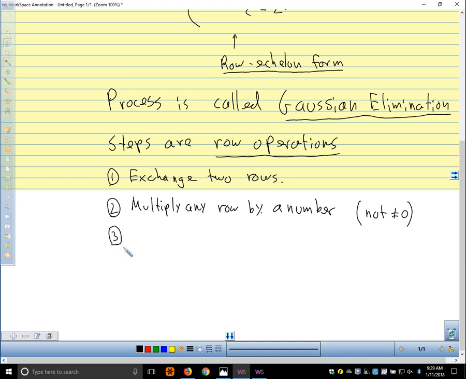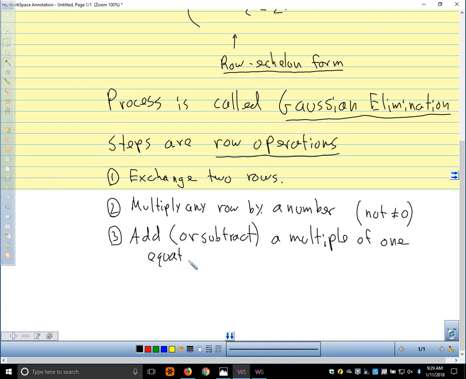And then the third row operation, we did that with our two-variable system. We're going to add (or subtract) a multiple of one equation to (or from, if we're going to subtract, just to be grammatically correct) a multiple of another equation.